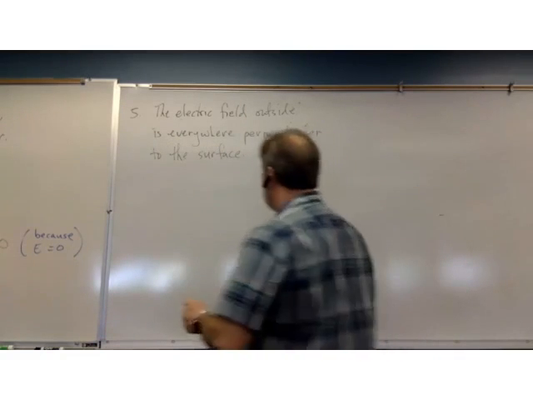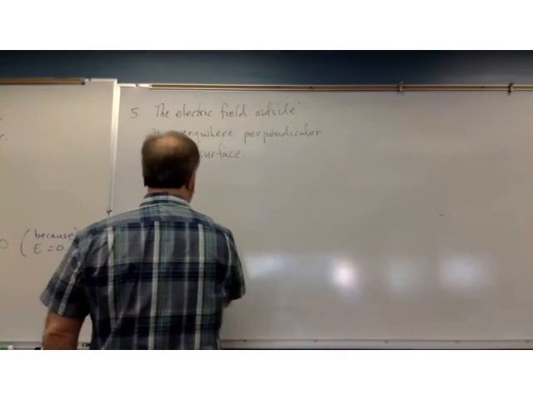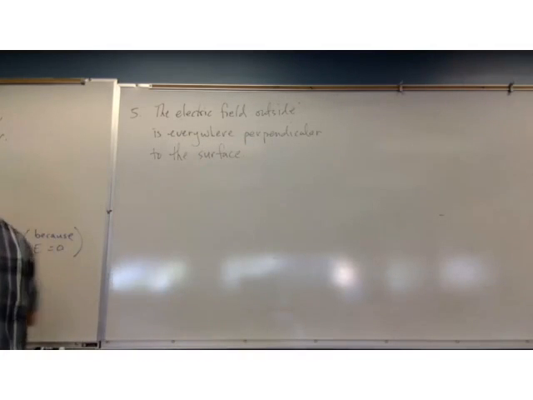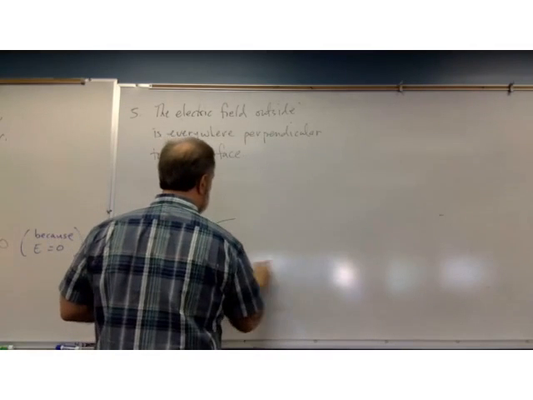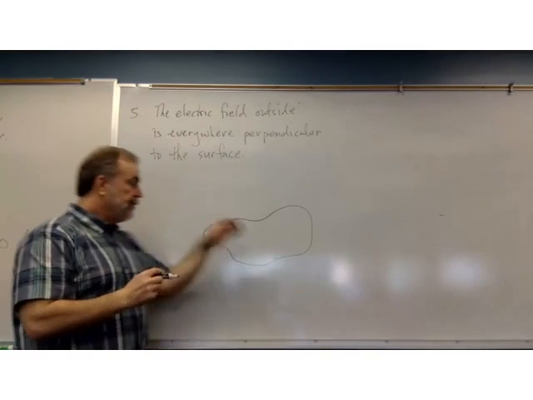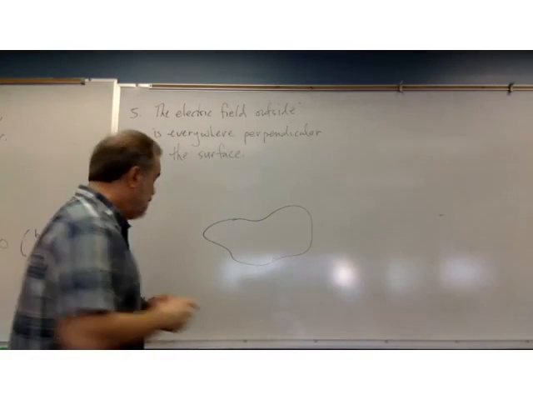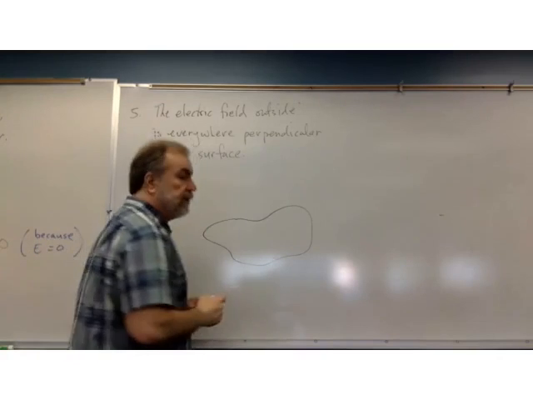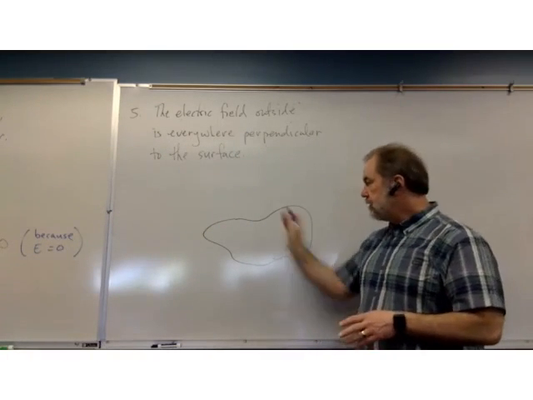Okay, and I'm going to emphasize the point by drawing an arbitrary shaped conductor. Actually, I'll make you two drawings. So this oddly shaped thing is a random piece of metal. So it's a conductor. My strategy for convincing you of this point is to argue the opposite.